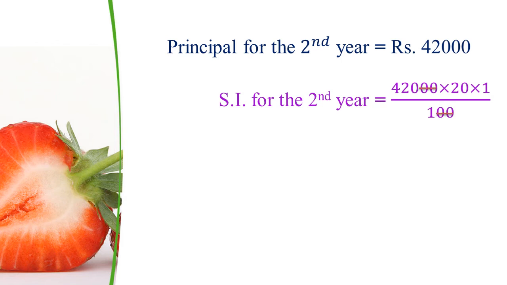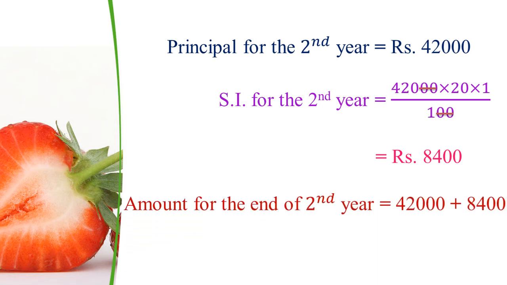Here two zeros and two zeros get cancelled out. Then multiply 420 and 20 and 1. We get the simple interest for the second year is rupees 8,400. Let's find the amount for the end of the second year.